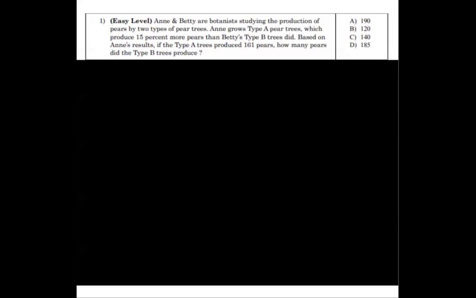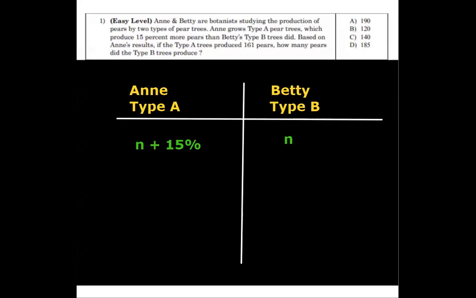Anne and Betty are botanists studying the production of pears by 2 types of pear trees. Anne grows type A pear trees, which produce 15% more pears than Betty's type B trees did. Based on Anne's results, if the type A trees produced 161 pears, how many pears did the type B trees produce?